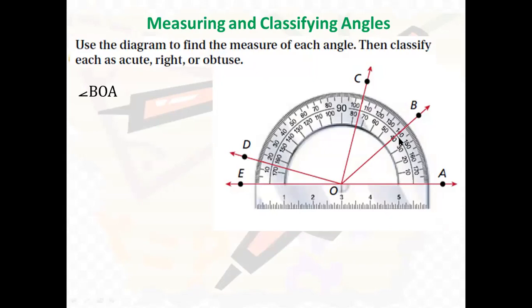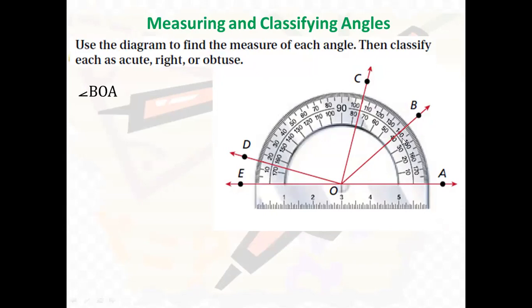Angle BOA. They're talking about this angle. So which are the two hands of the angle? Hand A and hand B. Is any one of the hands on 0? Yes, hand A is on 0. So where is hand B pointing to? It is pointing on 40 and 140. So if you start from here: 0, 10, 20, 30, 40.